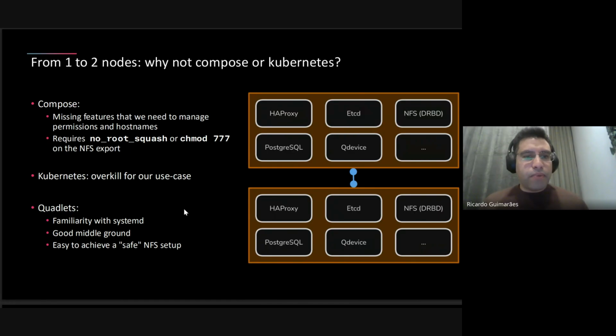And then we already had this familiarity with systemd. We use it daily, essentially. And it seemed to be a good middle ground between the features that Compose has and also the features that we would get with Kubernetes. And it proved to be a good way to achieve a safe NFS setup, meaning that we didn't have to use no root squash or give full permissions to every user.